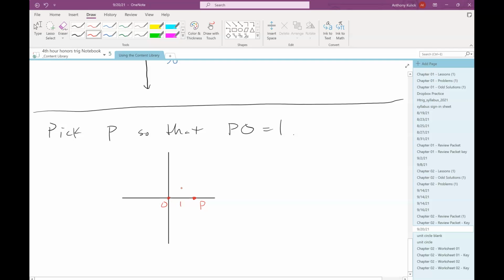Okay with that? So if I just let P rotate along, what kind of shape is going to be made by the locations of P? Yeah, it's going to make a circle. Everybody kind of agree with that?